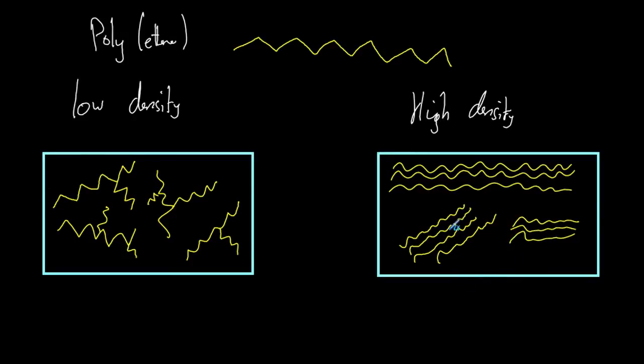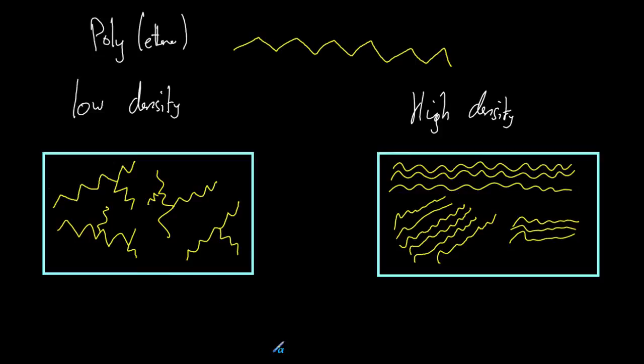We have layers forming. And how many molecules fit into this left-hand box? Well, 1, 2, 3, 4. How many, and I haven't even filled the box, which I could carry on and carry on like so. How many fit in here? Well, it's definitely more than 4. And that is why we call this one high-density polyethylene, and this one low-density polyethylene.